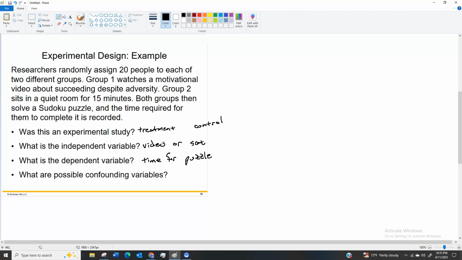So whether or not they watched the video, and then how does that affect the time for the puzzle? And then what are some possible confounding variables? Well, you could have just general ability. So, you may have someone in one or the other group that has ability or experience with Sudoku puzzles.